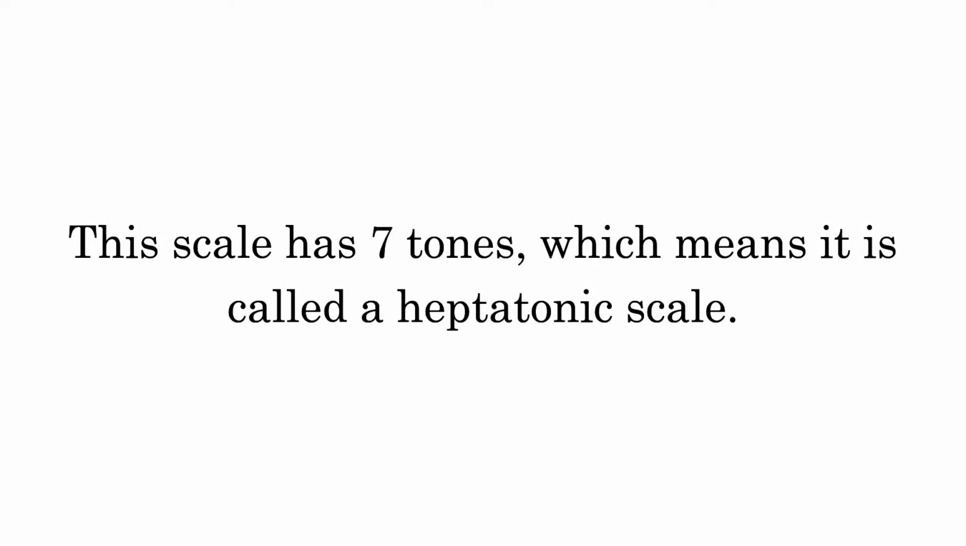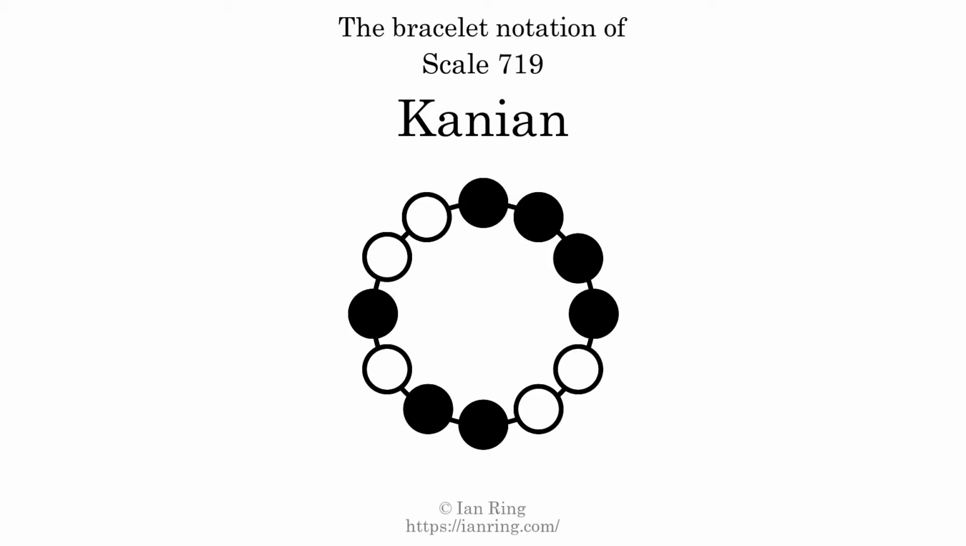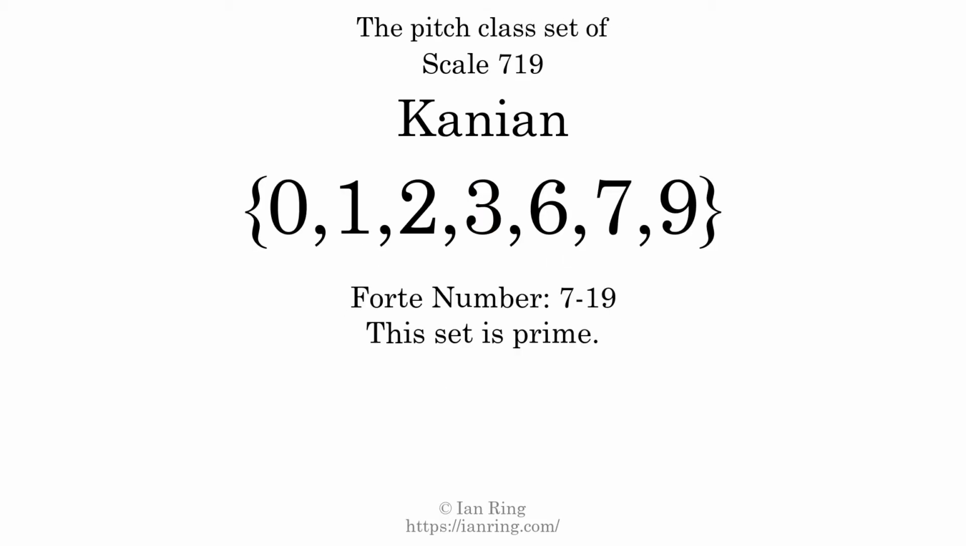This scale has 7 tones, which means it is called a heptatonic scale. This is a bracelet notation diagram of scale 719. The shaded circles represent tones that appear in the scale, and they are read clockwise, starting at the top. The pitch class set for this scale is 0, 1, 2, 3, 6, 7, 9.